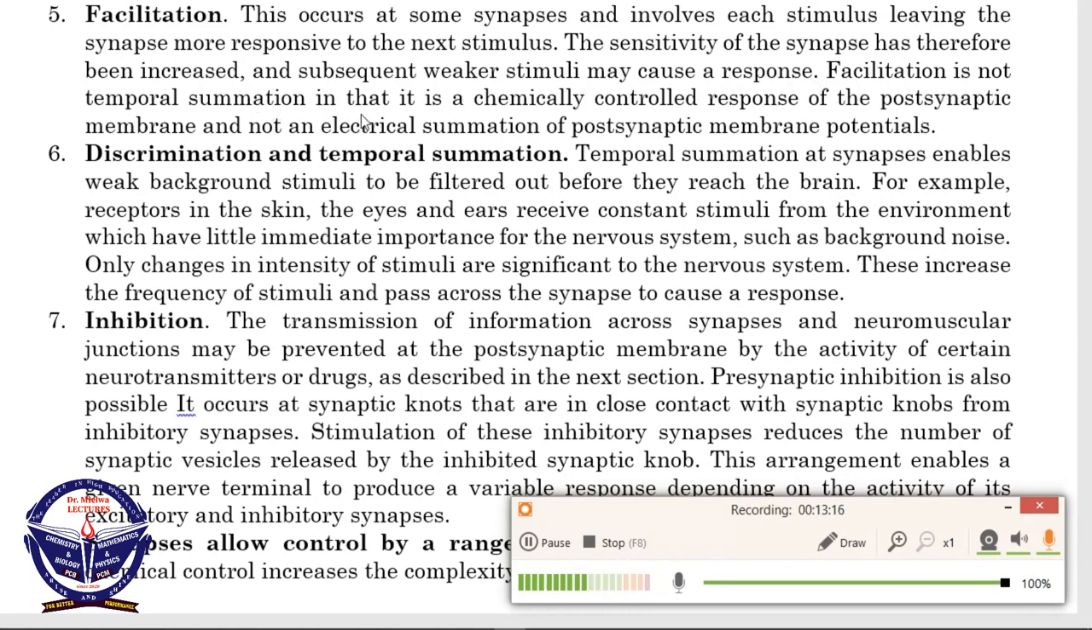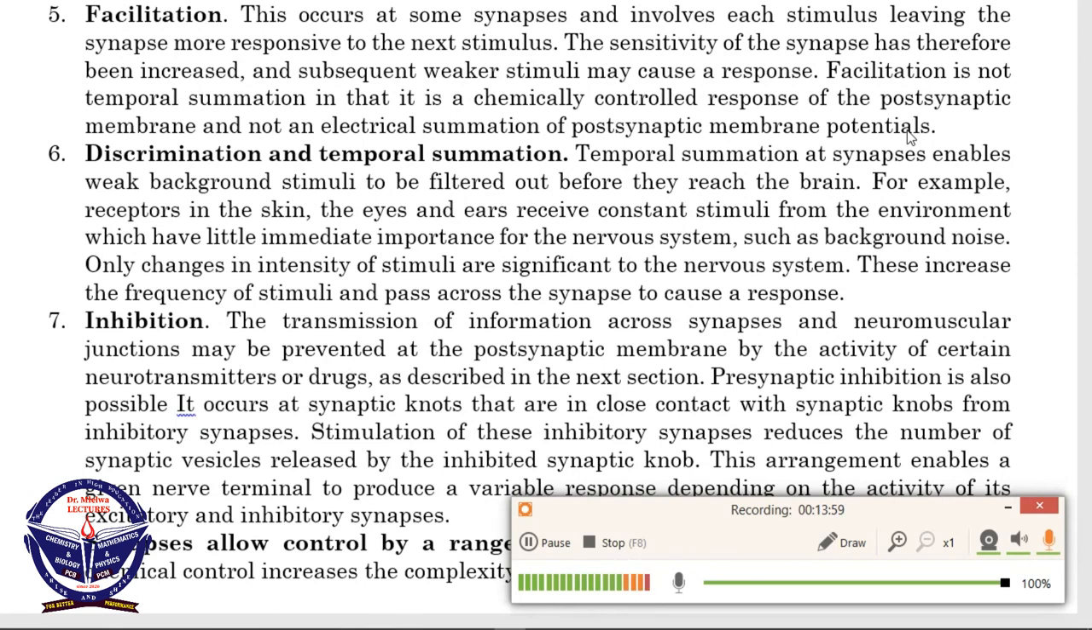Facilitation is not temporal summation, in that it is a chemically controlled response of postsynaptic membrane and not an electrical summation of post membrane potential. So facilitation sio kujumlisha, it is not summation ya potential, no. Kwa sababu kwenye summation tumekwambia kwamba the excitatory postsynaptic potential they tend to summate themselves, because they are weaker but longer lasting. So when they are lasting longer, they staying there and they can add up themselves. But facilitation is a chemically controlled response of postsynaptic membrane.